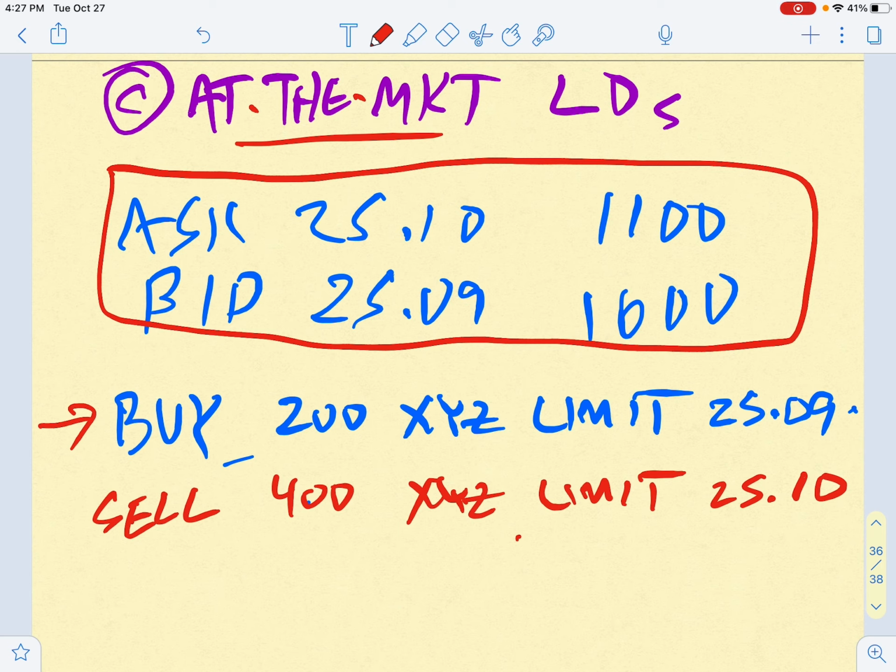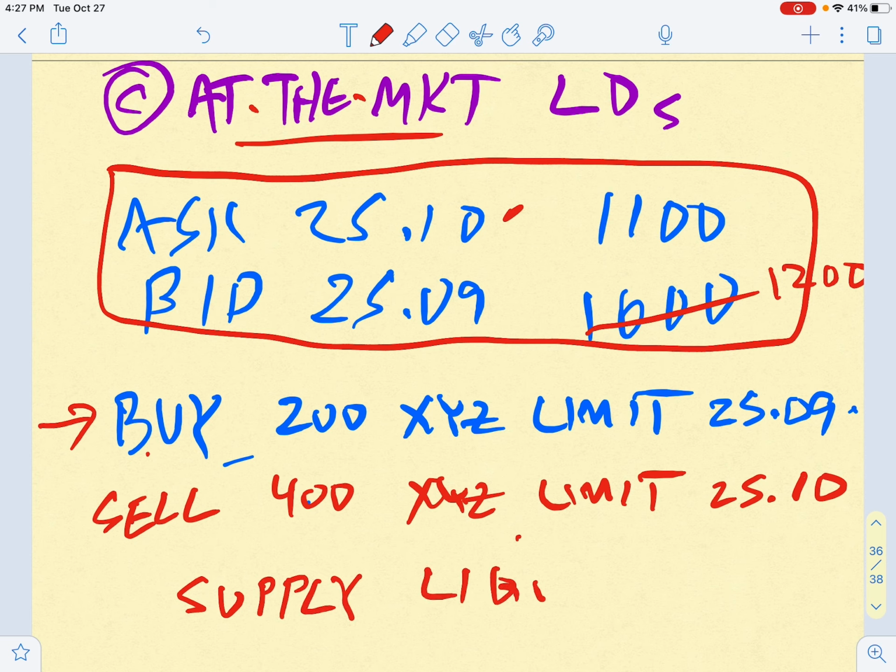Is it going to execute? Well, let's think. Buyers look for sellers. Sellers ask. The lowest price anyone's willing to sell at is 25.10. This order is going to go right to the limit order book, 200 more shares, and hence the bid size becomes 1,200. And that's that. Obviously we can make a generalization: at-the-market limit orders supply liquidity.